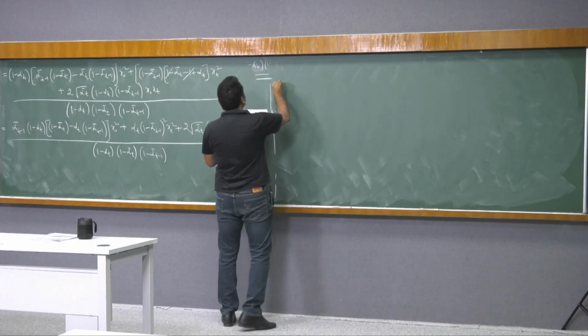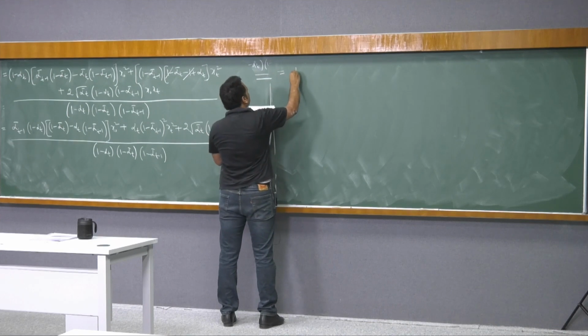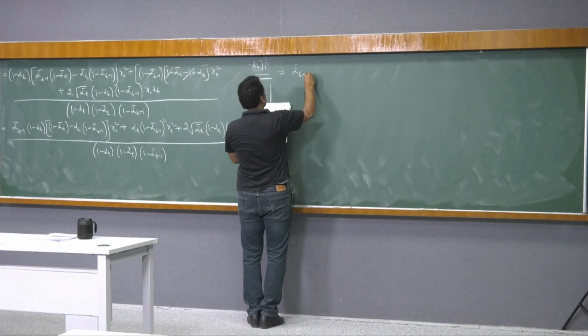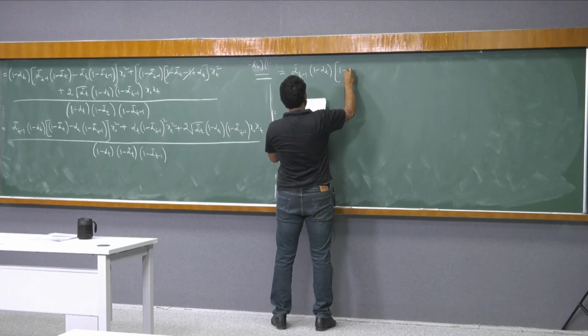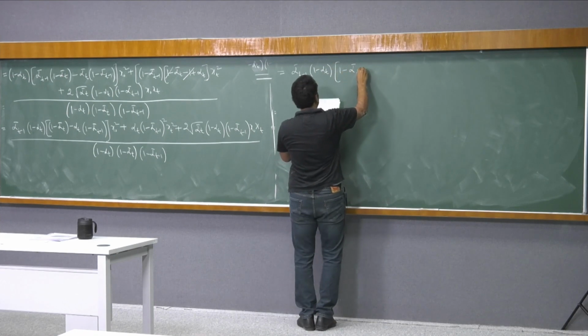So this is equal to alpha bar t minus 1, and this is 1 minus alpha bar t.